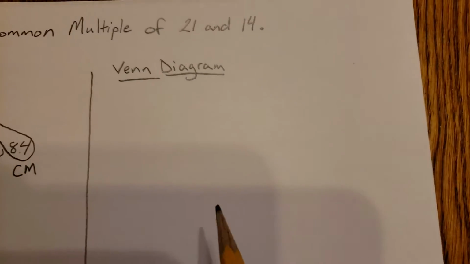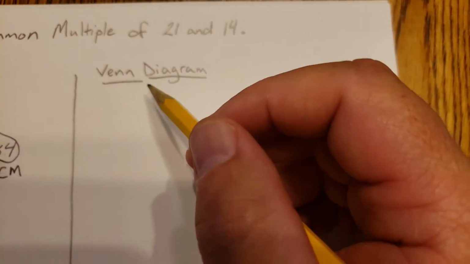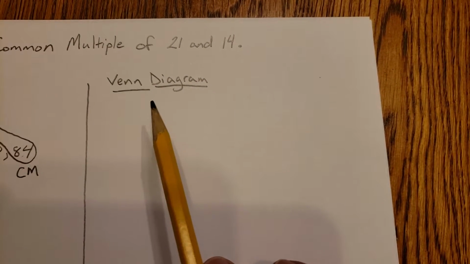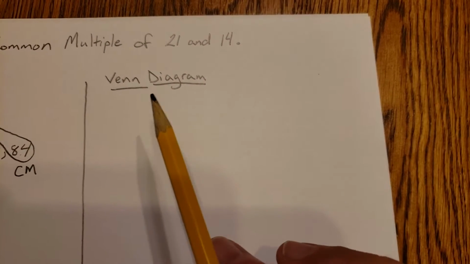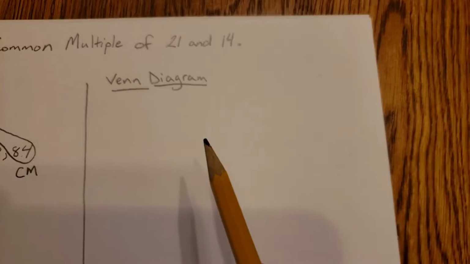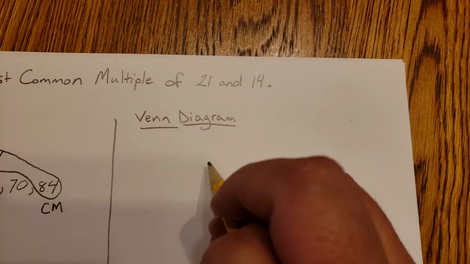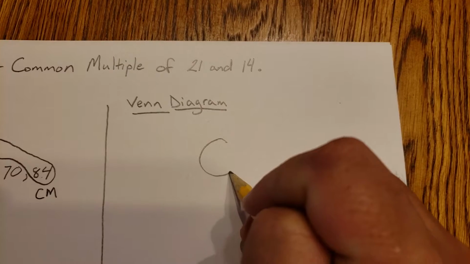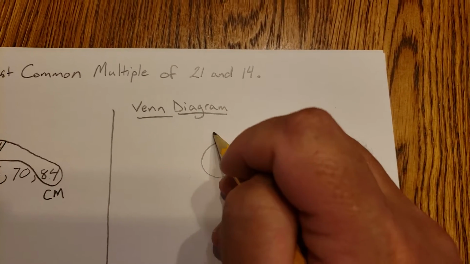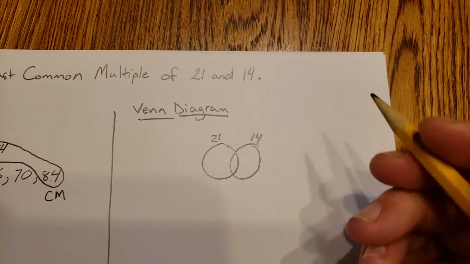Now, the other method that you can use is you can also use a Venn diagram. Now, we have worked with Venn diagrams already when we were doing greatest common factor, or GCF. So this is not a new concept, making this Venn diagram, because it's set up the same exact way as when we were doing GCF. So we're going to have the two overlapping circles of the Venn diagram. The one circle represents the number 21, the other one represents the number 14.